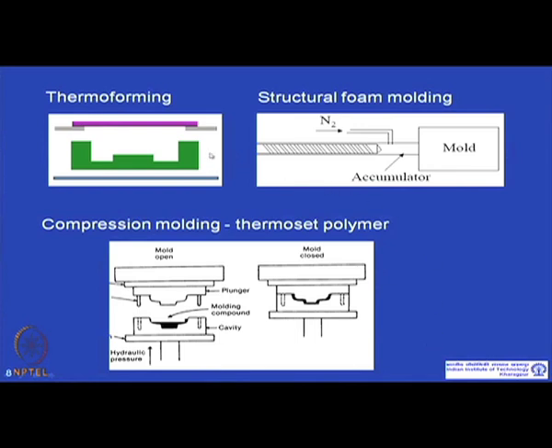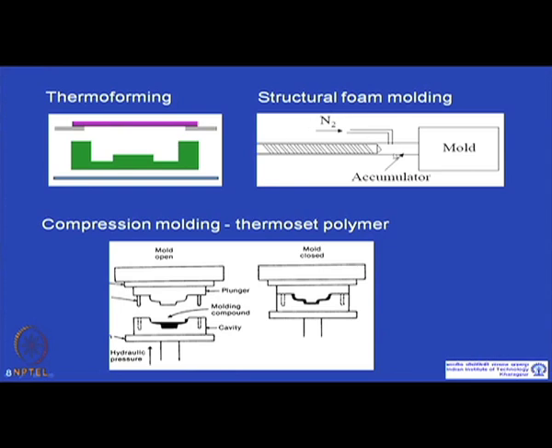The other technique, very briefly, is thermoforming, where a sheet is first extruded and then it is heated to a softening temperature, and then vacuum is applied, so that this sheet is thermoformed in the shape of the mold.